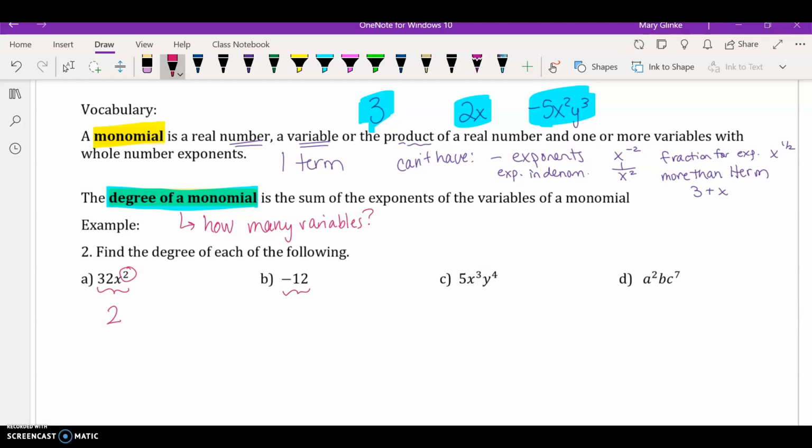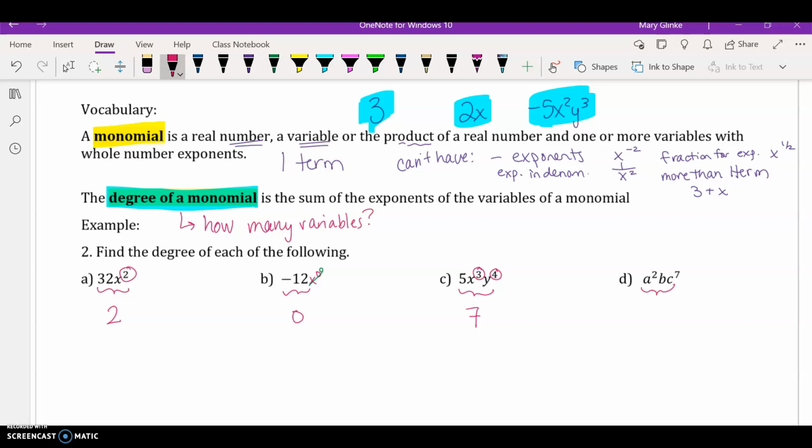For b, how many variables? Well, there's 0. It's a number, it's still a monomial, but it's really saying x to the 0 power because that would simplify to just be 1. The degree of this monomial is saying, well, wait a second, there's 3 x's and there's 4 y's. So all in all, there are 7 variables here. So our degree here is 7.